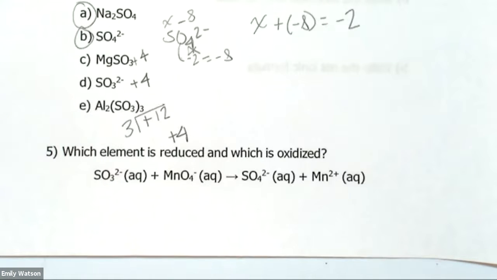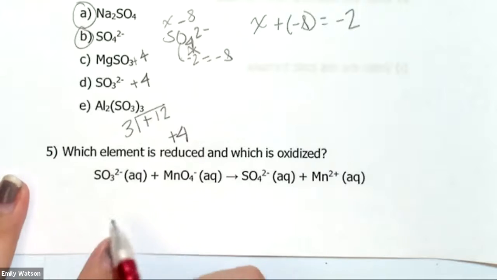Which element is reduced and which is oxidized? So will the element that's reduced have more electrons on the reactant side or more electrons on the product side? The element that's reduced will have more electrons on the product side than on the reactant. So we're going to have to calculate all the oxidation numbers.